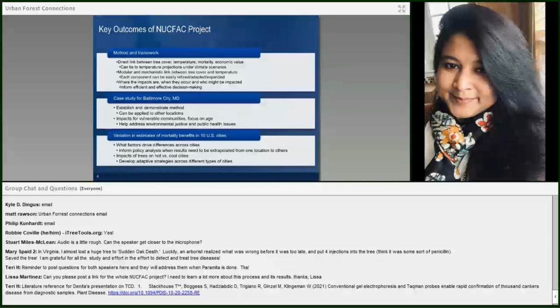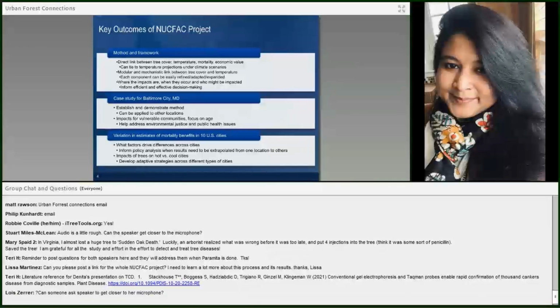So then the next piece to this work was really looking at the variation in estimates of these mortality benefits across 10 different U.S. cities and trying to understand, are there differences across the cities? If so, what factors drive these differences? And then that kind of information can really help inform policy analysis, especially when you need to do some kind of extrapolation from one location to another, for example. And then the other thing that it lets us look at is impacts of trees on hot versus cool cities. So it lets you develop adaptive strategies across different types of cities.